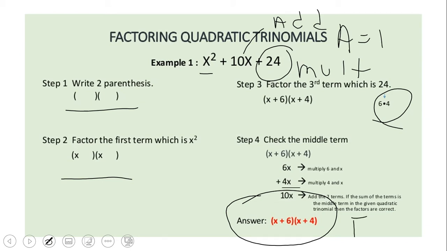If you want to check that you did the problem right, you go ahead and employ the FOIL technique from the previous slide, and that will show you that your answer, when multiplied, should of course become the original problem.